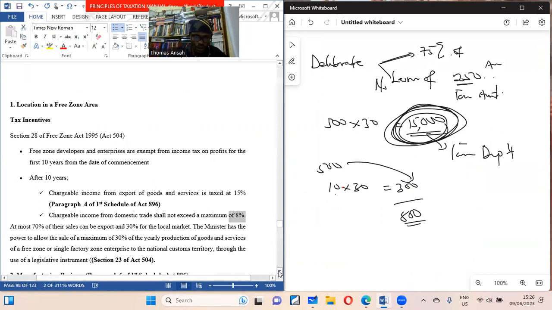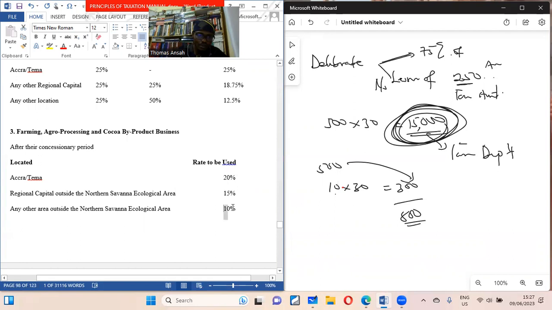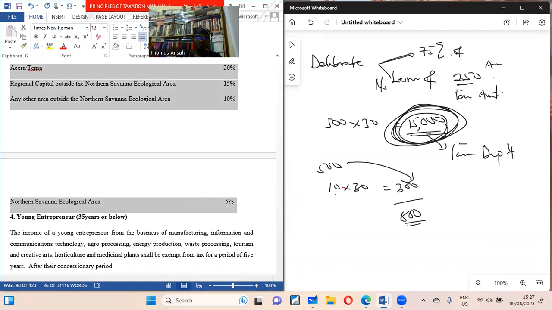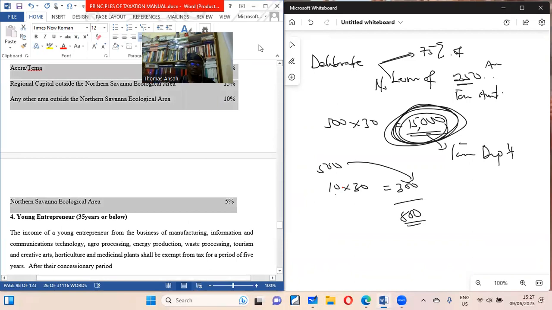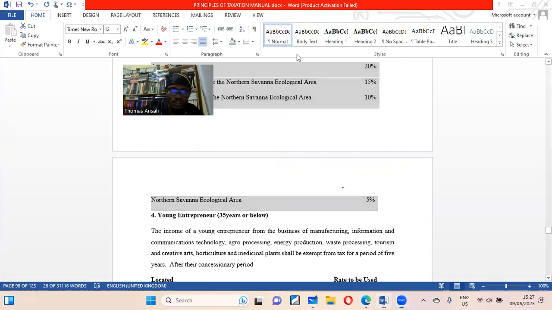Then manufacturing, we've spoken about it. And if you are in farming, the rate is that if you are in Accra, Tema, it's 20%; outside the regional capital, outside the northern savannah ecological zone, any other place. Then in the northern ecological zone itself it is 5%. So take note of that.